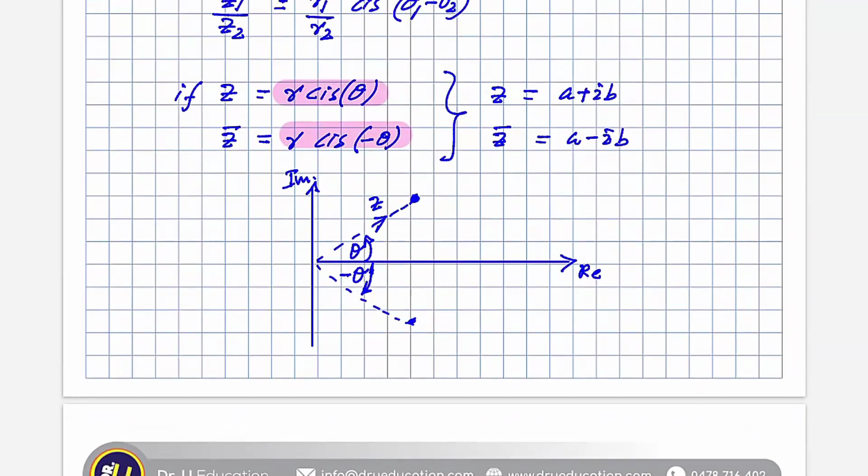Okay, Tia? Good. Okay, if you're done with that, let's try to attack this. Simplify. First one is going to be 2 cis pi divided by 3 times square root 3 cis 3 pi divided by 4.